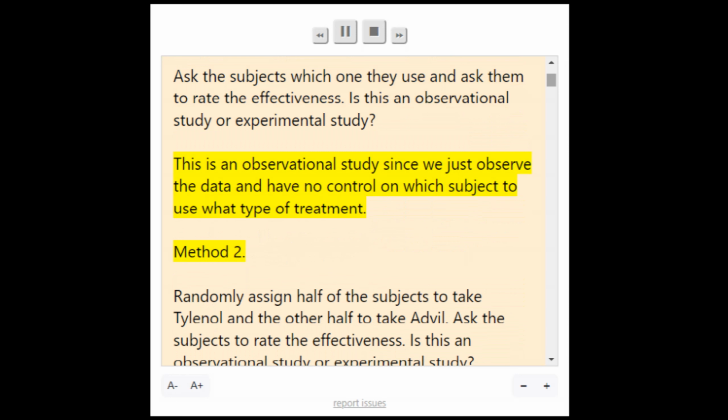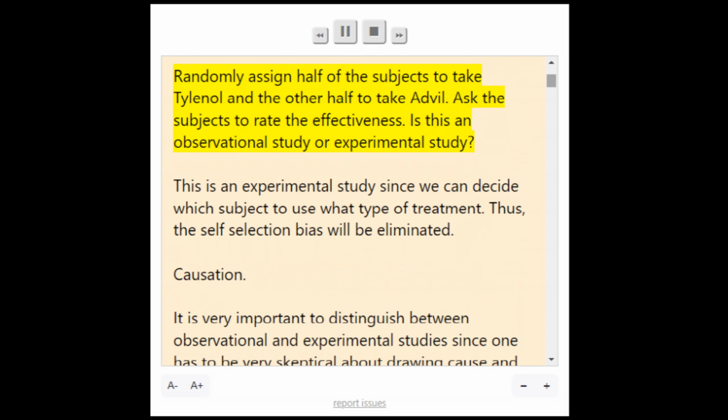Method 2. Randomly assign half of the subjects to take Tylenol and the other half to take Advil. Ask the subjects to rate the effectiveness. Is this an observational study or experimental study? This is an experimental study since we can decide which subject to use what type of treatment. Thus, the self-selection bias will be eliminated.